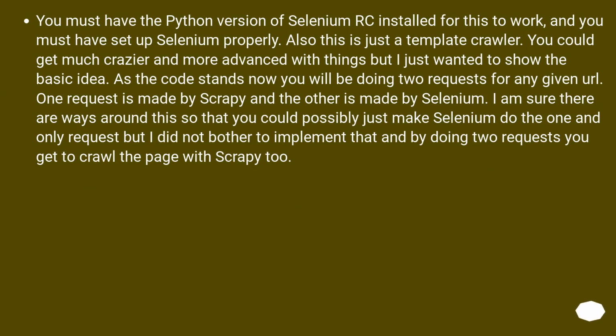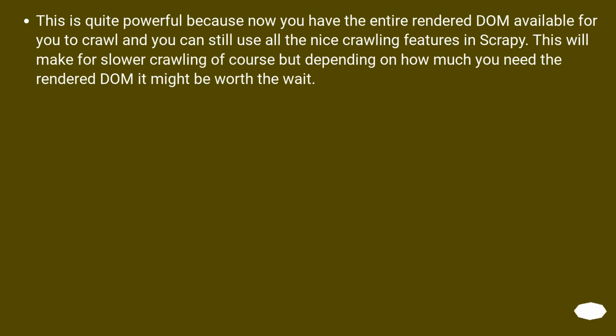You could get much crazier and more advanced with things, but I just wanted to show the basic idea. As the code stands now, you will be doing 2 requests for any given URL. One request is made by Scrapy, and the other is made by Selenium. I am sure there are ways around this so that you could possibly make Selenium do the one and only request, but I did not bother to implement that, and by doing 2 requests you get to crawl the page with Scrapy too. This is quite powerful because now you have the entire rendered DOM available for you to crawl, and you can still use all the nice crawling features in Scrapy. This will make for slower crawling of course, but depending on how much you need the rendered DOM, it might be worth the wait.